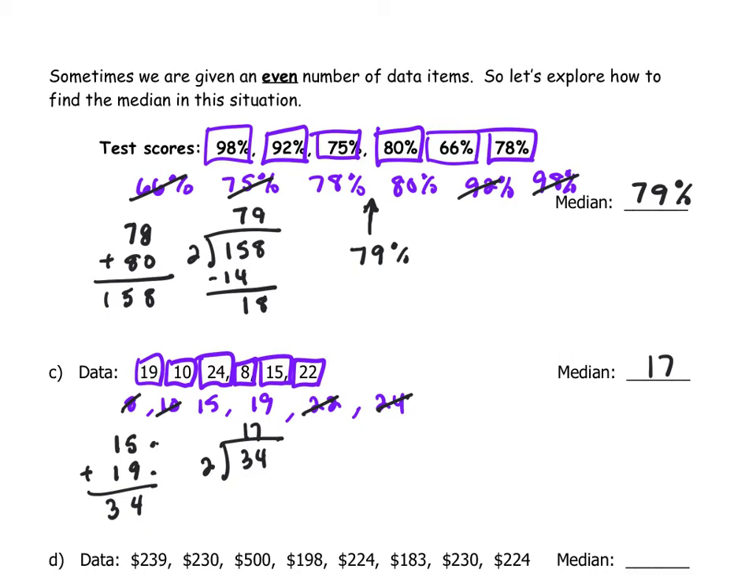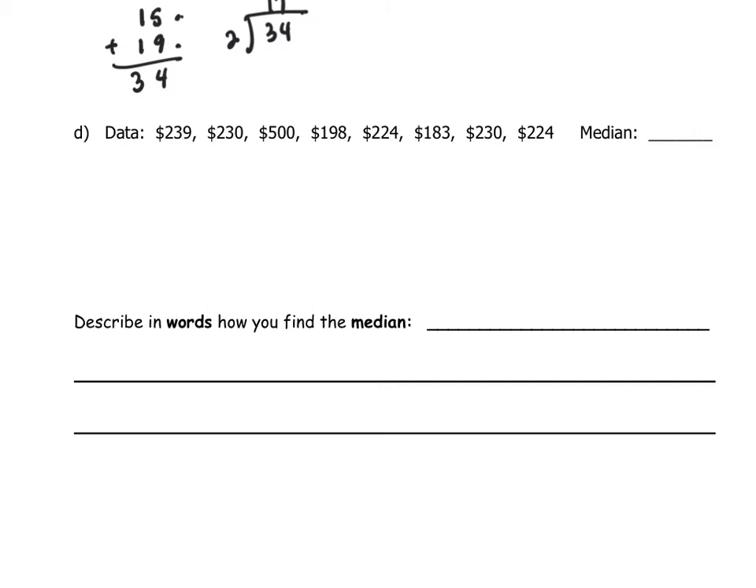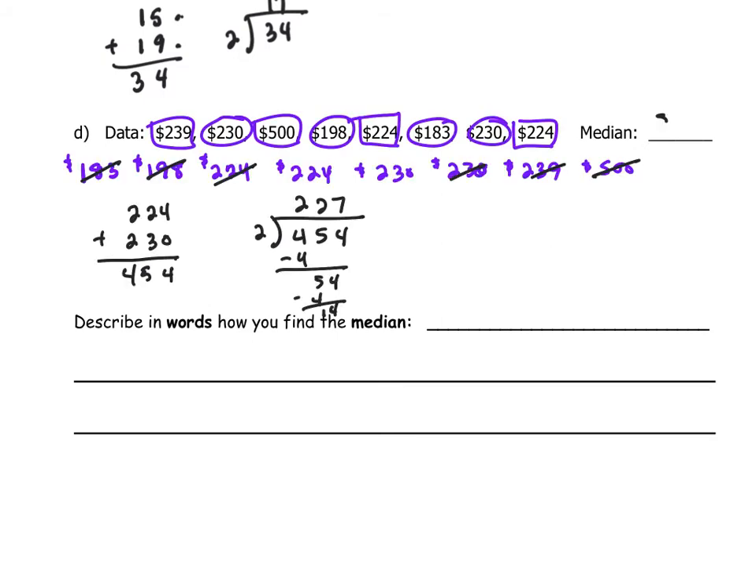Would you please try letter D on your own? When you're finished, check back and make sure to describe in words how you find the median. And the answer is 227.